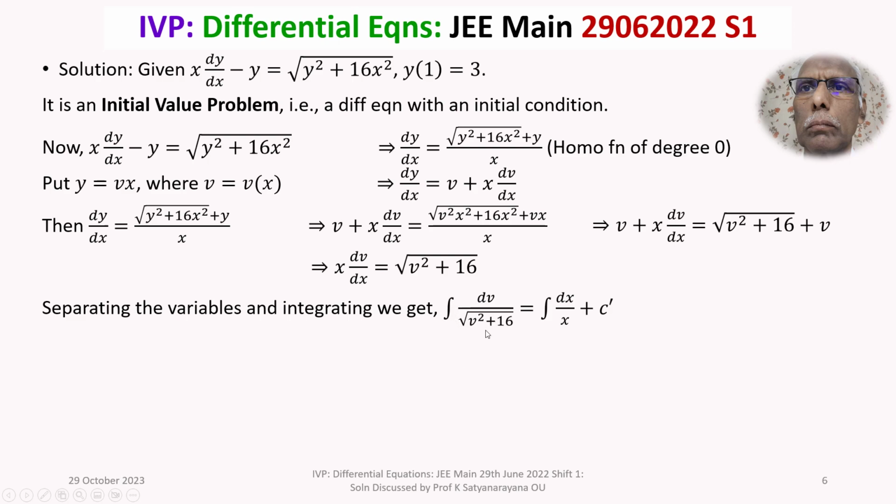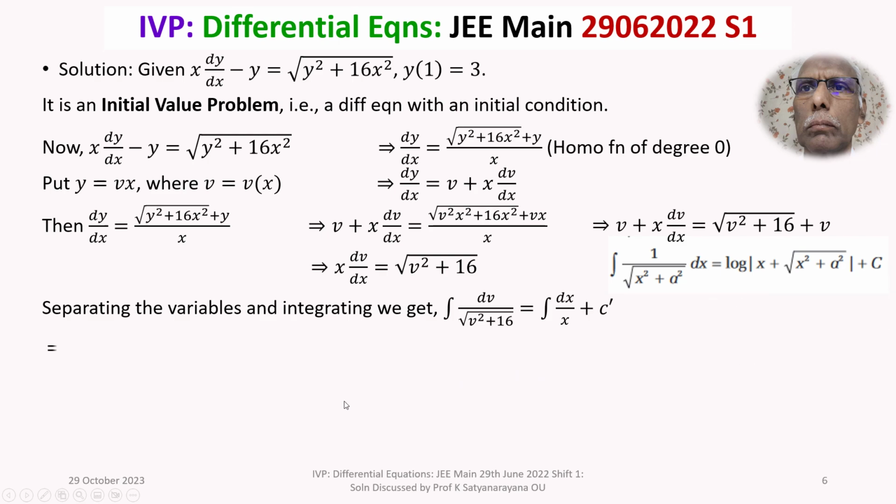The integral dv by under the square root of v square plus 16 is one of the most standard integrals we have learnt in our plus 2 level. So let's recall the integral of 1 by under the square root of x square plus a square with respect to x is equal to log to the base e of mod of x plus under the square root of x square plus a square plus c.